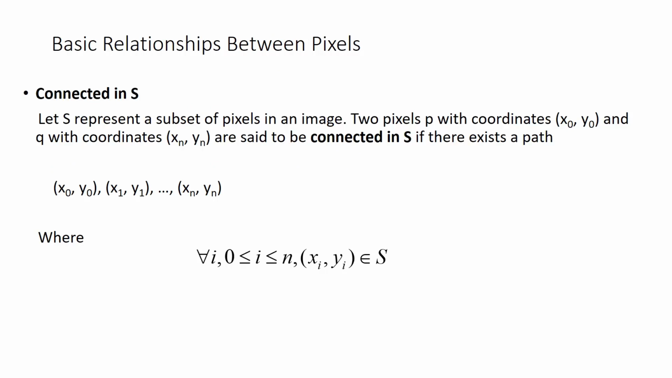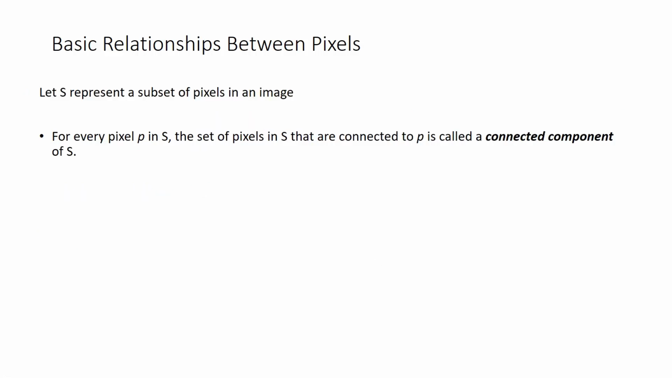Now connectivity. Let S represent a subset of pixels in an image. 2 pixels P with coordinates x0, y0 and Q with coordinates xn, yn are said to be connected in S if there exists a path x0, y0, x1, y1, dot dot xn, yn, for every i lying between 0 to n, xi, yi is an element of S.